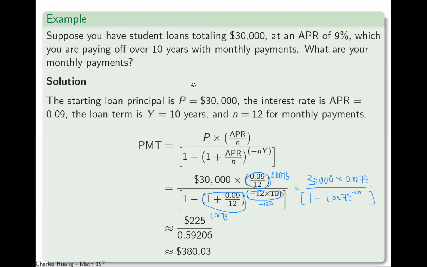And this is how we calculate the payments you have to pay for any type of loan: student loans, car loans, mortgages on your house. They are all done like this.